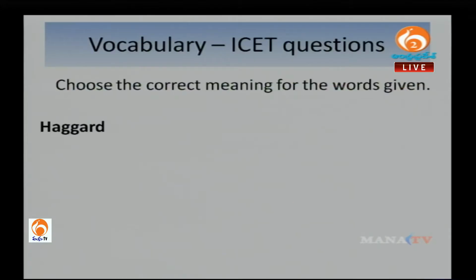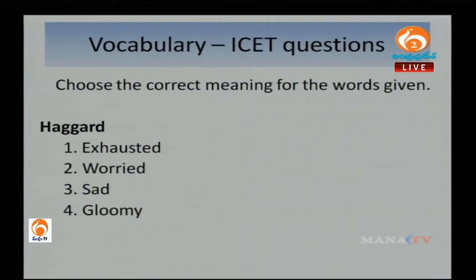Remember that if you come across any question where you think this is something similar to the word given, or maybe this is the opposite, don't go that way. Do not get confused. It is clearly mentioned over there: choose the correct meaning for the words given. Okay, so this is one of the words that was given. Haggard. Haggard is how you pronounce this word, and then you have few options like this that they will give you. You will have 4 options. As you know, every question has 4 options, and you need to select the right option over here.